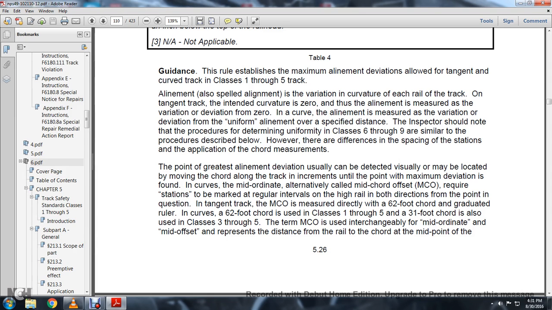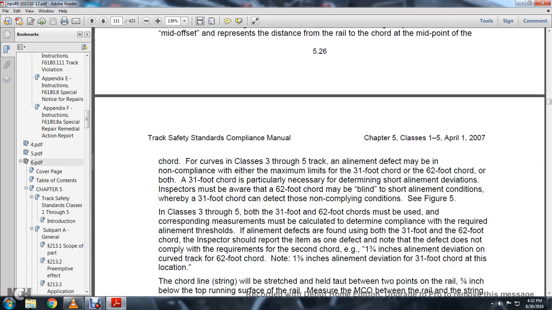graduated with a ruler. In curves, the 62-foot chord is used in Classes 1 through 5, and the 31-foot chord is also used for Classes 3 through 5. The term mid-chord offset is used interchangeably with mid-ordinate and mid-offset, representing the distance between the rail and the chord at the midpoint of the chord.